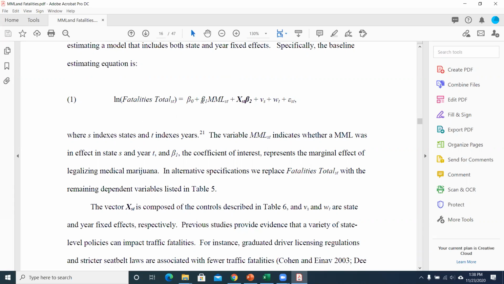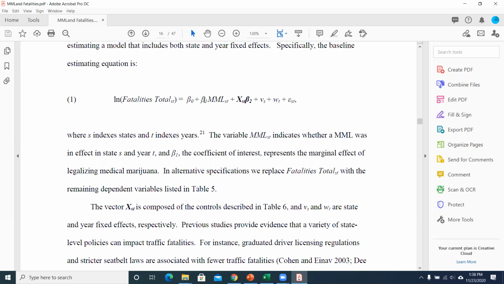So we can interpret this beta 1. Notice I told you they write betas in these papers. Beta 1 is the effect of a 1 unit increase here. But remember, when our x variable is a 0 or 1, a 1 unit increase would be going from not having medical marijuana legalized to having it legalized. It's going from the 0 to the 1. So the effect of legalizing marijuana on traffic fatalities is beta 1.